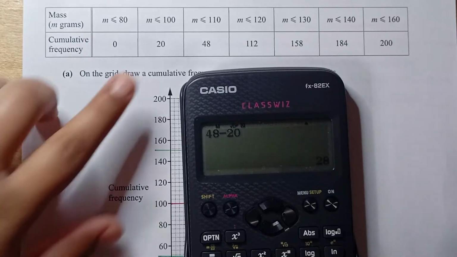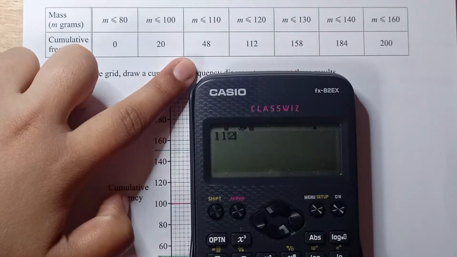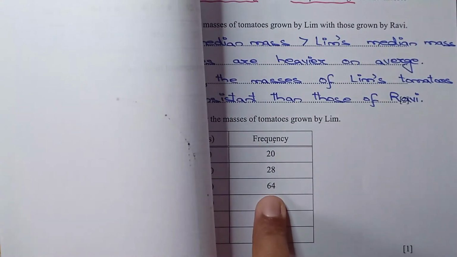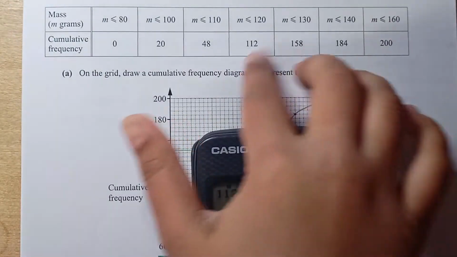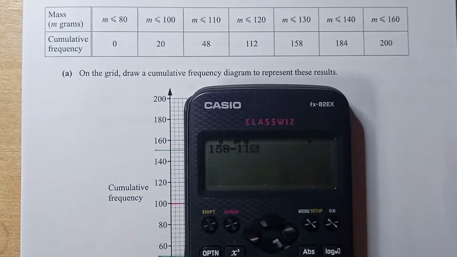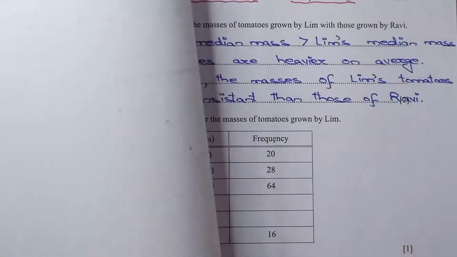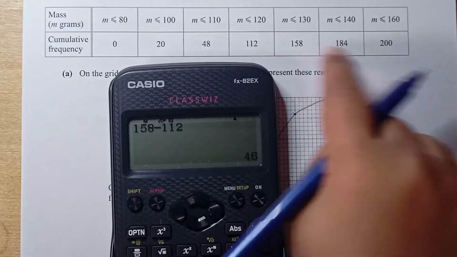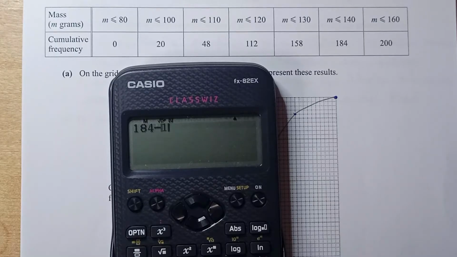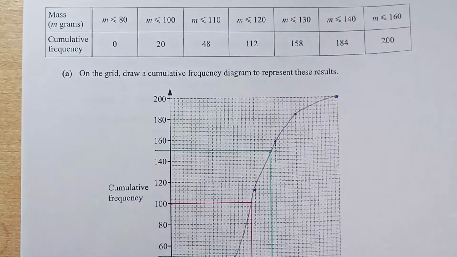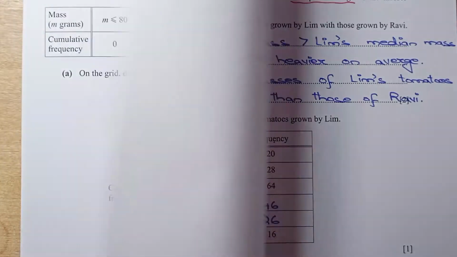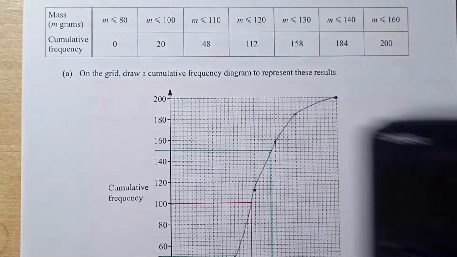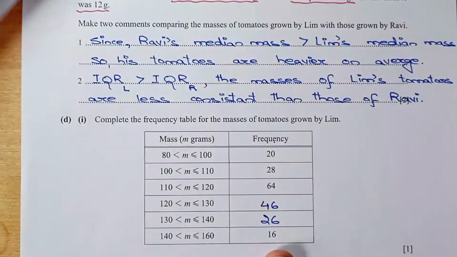48 minus 20, we get the next point, 28, and then 112 minus 48, the next point will be 64. And from this point we have 158 minus 112, 46. Then 184 minus 158 is 26, and for the last you can also check, 200 minus 184 is 16.